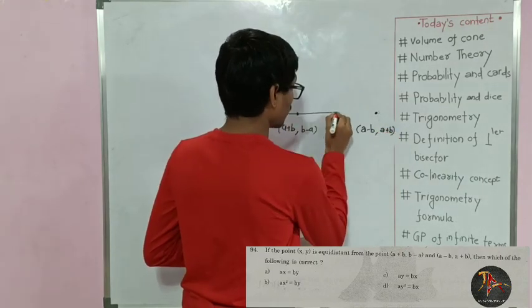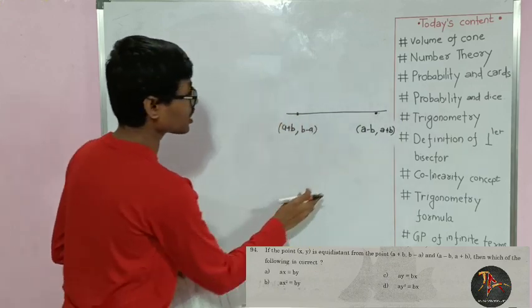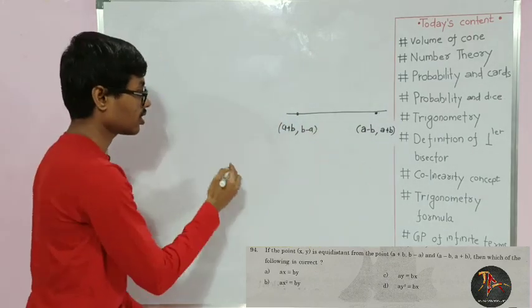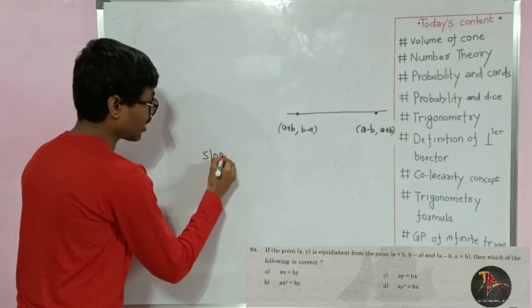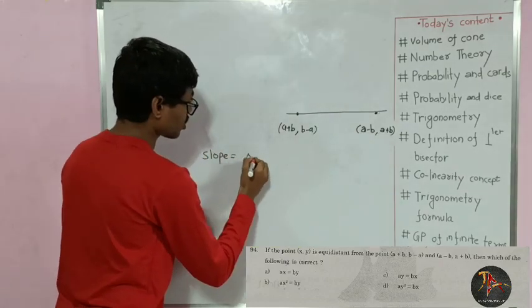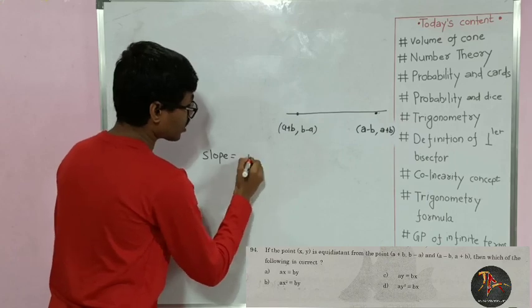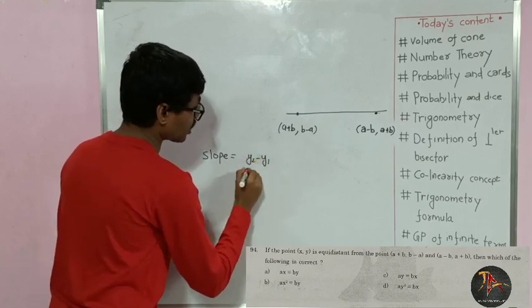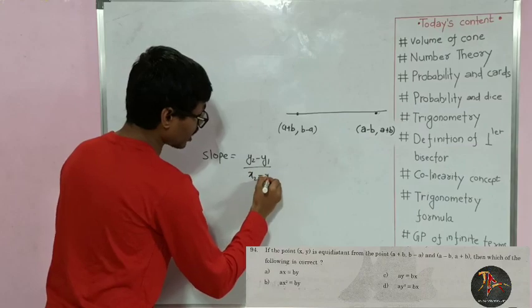Now if I calculate its slope, if two points are given, then slope is equal to the difference between y coordinates divided by the difference between x coordinates.